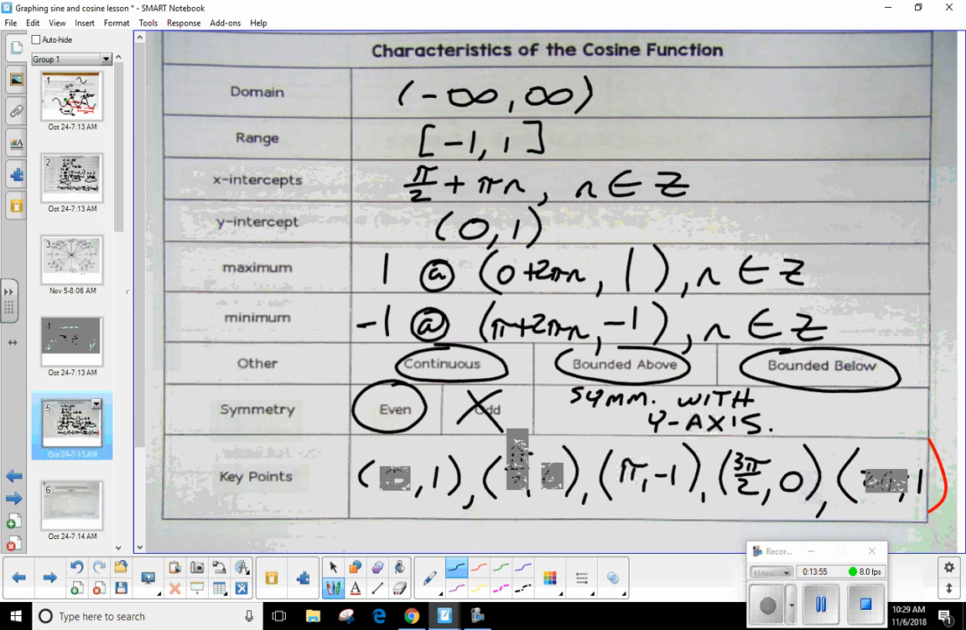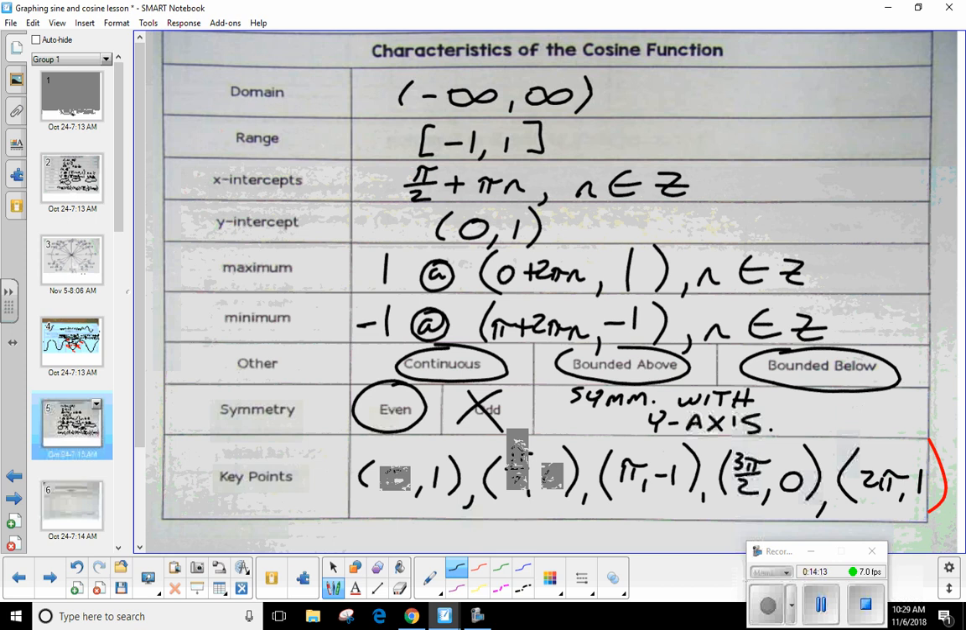Now, remember, one other thing I'm going to go ahead and bring up. The horizontal distance between these 5 critical points has to be the same. They've all got to be the same distance. That's why we're always going to divide our periods by 4. Okay, now you'll see what I mean in just a second.